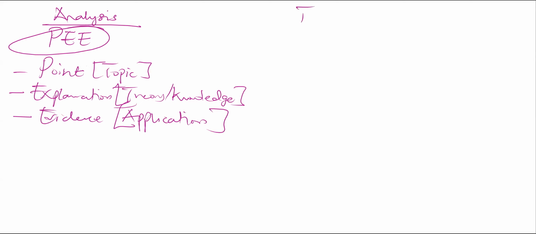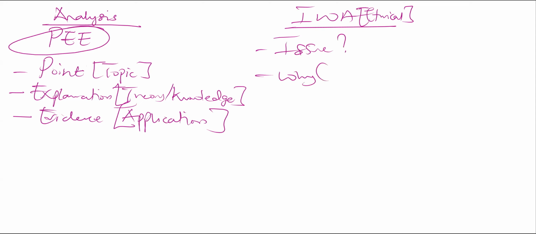The next is the IWA approach. I also use this. Mostly I use this one for ethical issues, but it works everywhere. So one, what is the issue at hand? Why is it an issue? Meaning the implications. And what is the particular action that can be taken, which is the safeguard. Okay, this one mostly works.